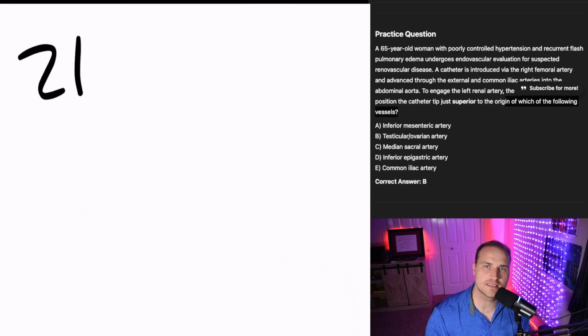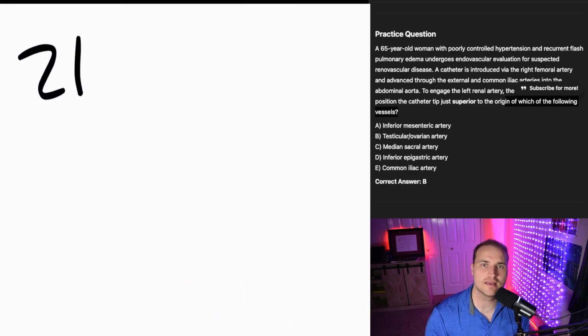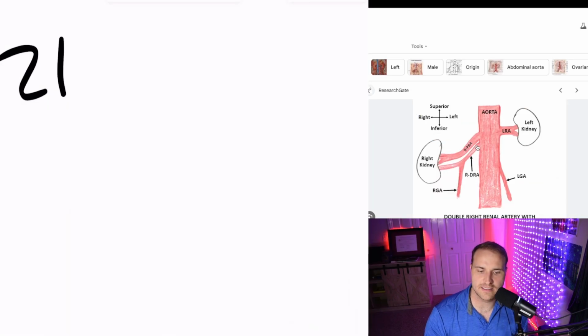And when interventionalists go through the femoral artery to fix the problem, they're essentially traveling upstream, the external iliac, the common iliac, and then the aorta. So the renal arteries branch off the aorta around L1, L2. And just below them come the paired gonadal arteries. So you can kind of see this illustration right here.